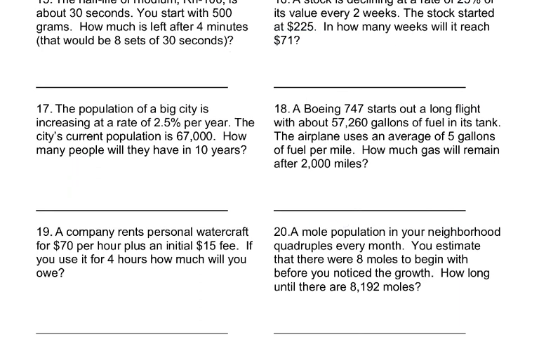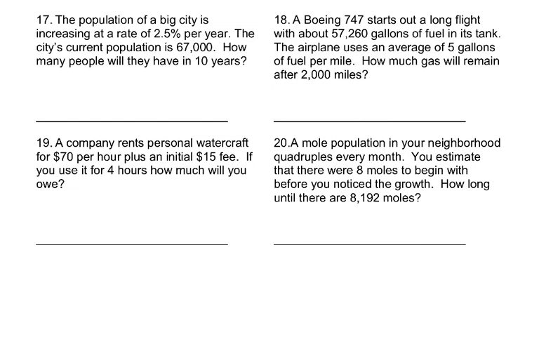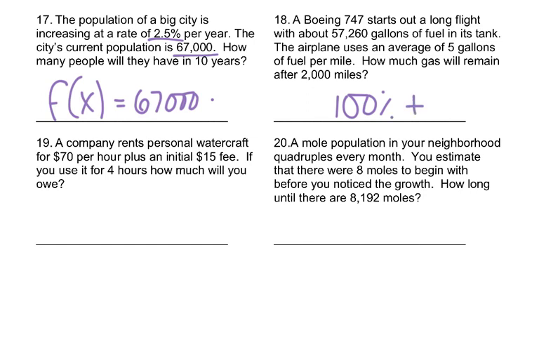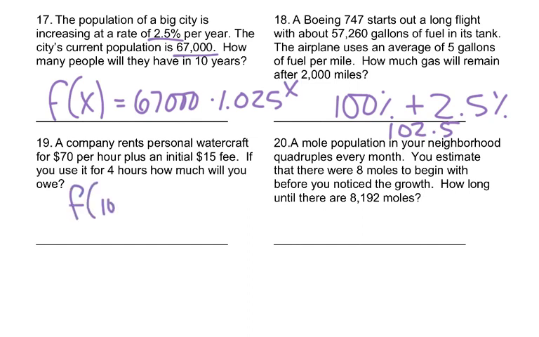All right, 17. The population of a big city is increasing at a rate of 2.5% per year. The city's current population is 67,000. So f of x equals 67,000 times, now it's growing by 2.5, but 67,000 is 100%, and we're growing by 2.5, so we're really growing by 102.5, so 1.025x. So in 10 years means we go f of 10, and we plug in 10.